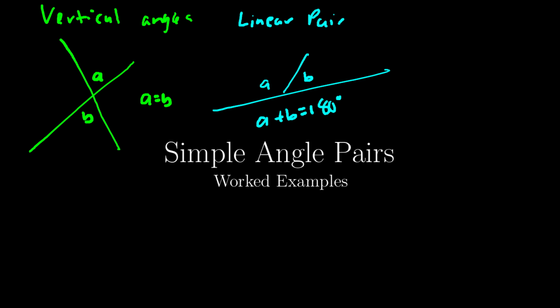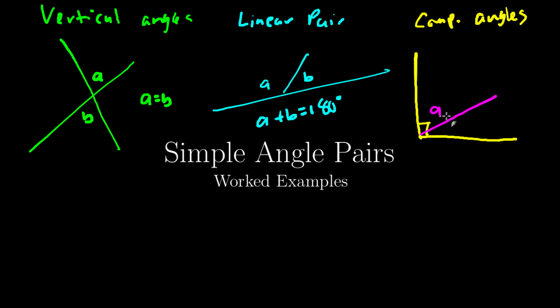The final rule we saw was for complementary angles. And complementary angles are just 2 angles that make a right angle. So I'll give you a different form than we saw before. If I have a right angle here, and I split it into 2 angles, A and B, it should be pretty obvious that A and B have to combine to make 90 degrees. So let's jump through a bunch of practice problems.